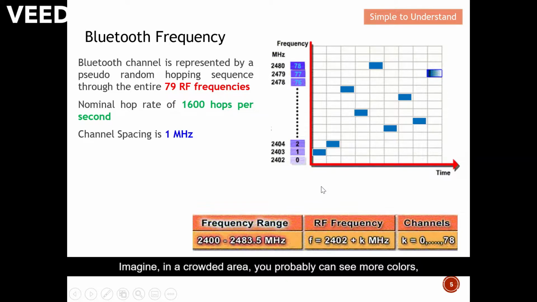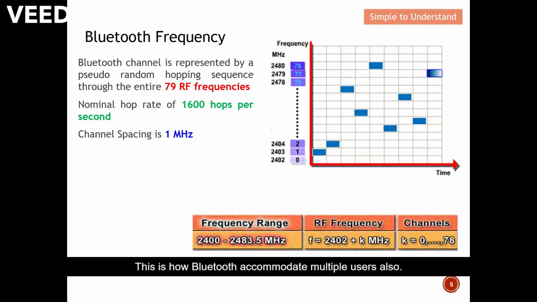Imagine in a crowded area, you can probably see more colors, which means more users occupy this space, which is shared by all the different Bluetooth users. When there are more users, there is a higher possibility that one of your messages collides with another user that is nearby. When your Bluetooth message collides with another Bluetooth user's, you will not be able to receive this message. Therefore, in a crowded area like public transport, sometimes you see that your music skips, for example. It's because the packet of the message is missed, and therefore the music skips at that particular time interval.